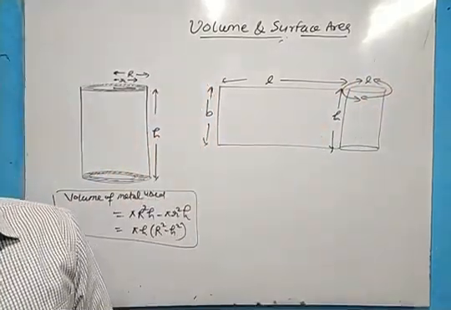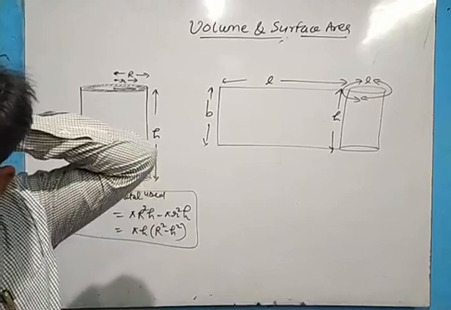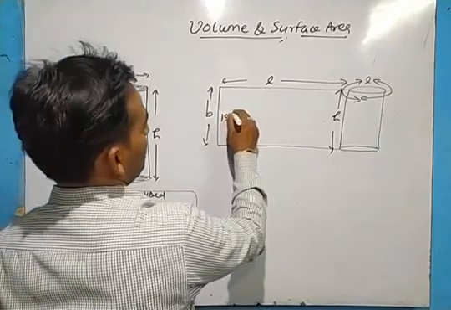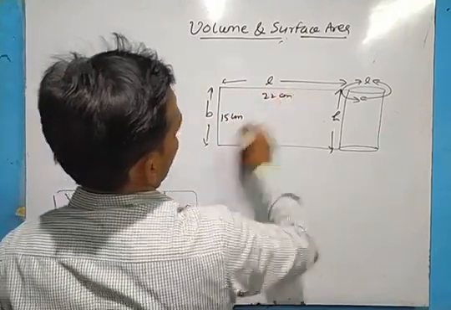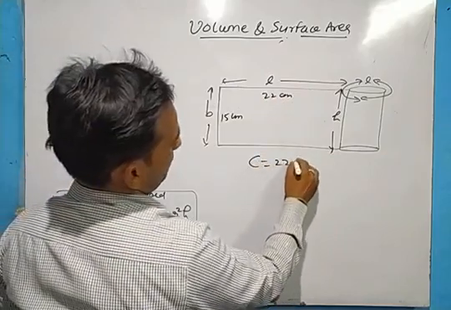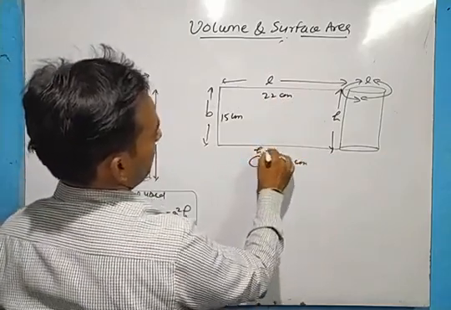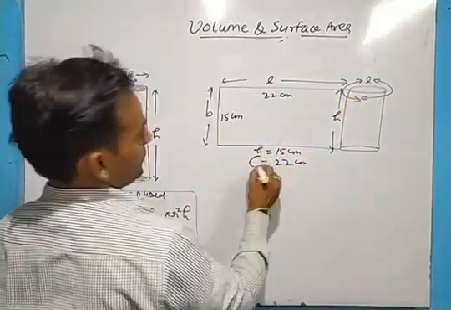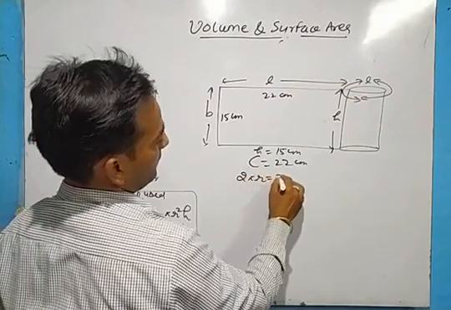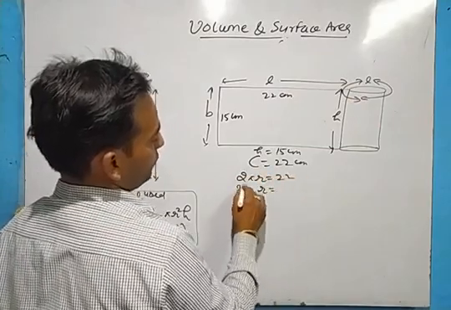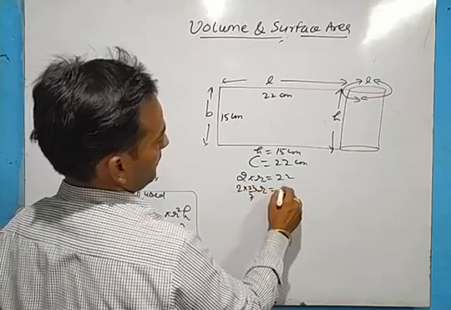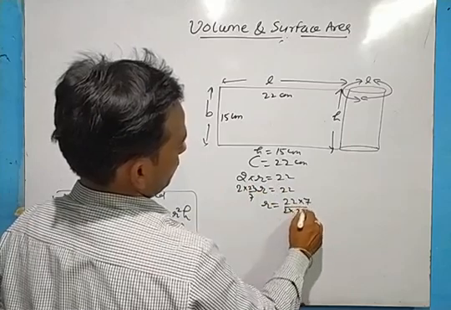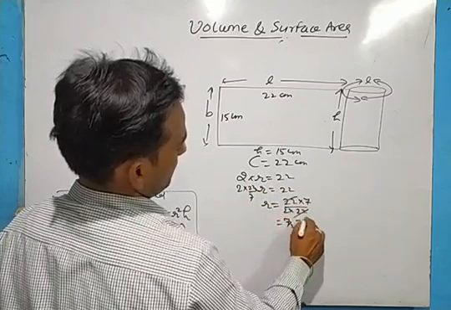One question I have here: if the rectangular piece of paper is 22 centimeter by 15 centimeter, this is 15 centimeter and this is 22 centimeter, that is, circumference is given as 22 centimeter and height will be 15 centimeter. If we are folding the paper like that, circumference means 2 pi r, so 22 equals 2 into 22 by 7 into r, so r will be 22 into 7 upon 2 into 22, that is 7 by 2, which is 3.5.